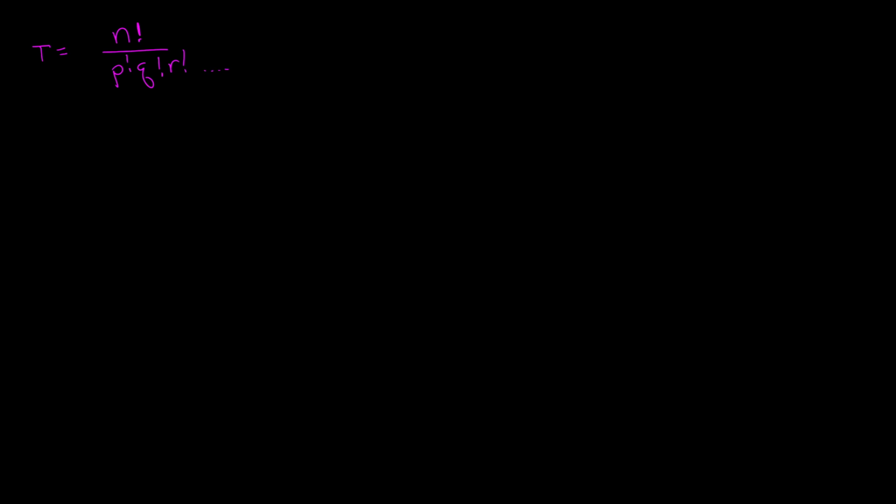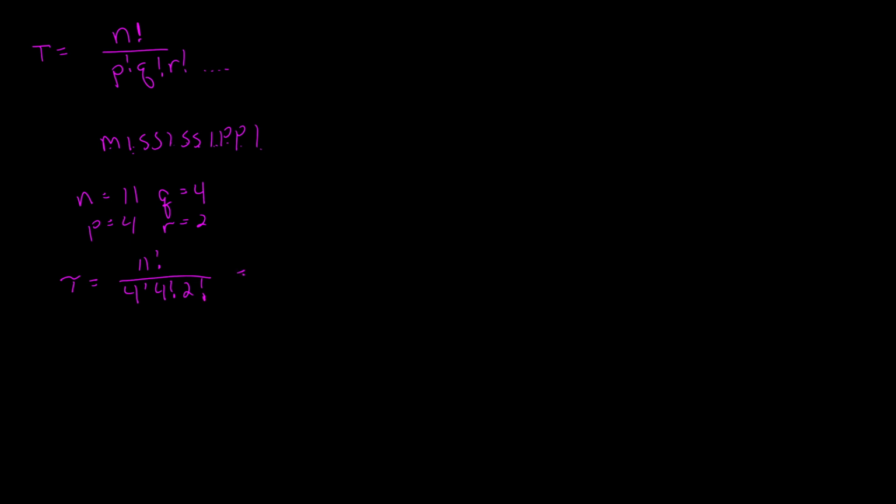A good example of this is words, like the word Mississippi, M-I-S-S-I-S-S-I-P-P-I. There are 1, 2, 3, 4, 5, 6, 7, 8, 9, 10, 11 letters in Mississippi. So n equals 11. But the I is repeated 4 times, the S is repeated 4 times, and the P is repeated twice. So with the repetitions, the total number of ways I could rearrange all of these letters and get different patterns would be 11 factorial over 4 factorial over 4 factorial over 2 factorial.